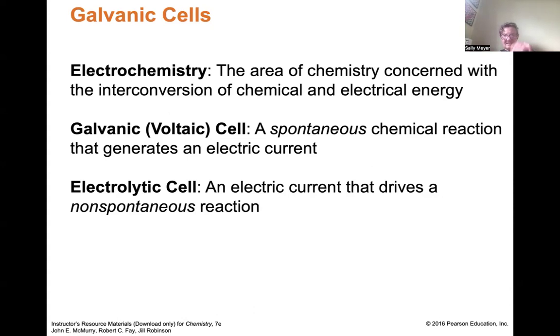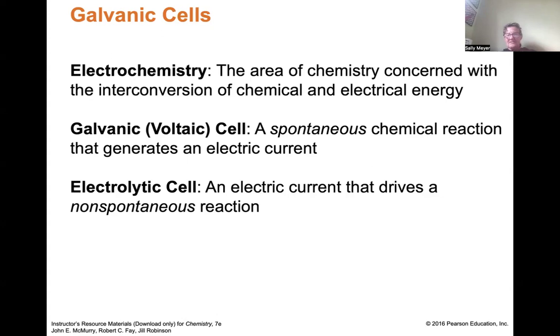So we call a cell that's taking advantage of a spontaneous reaction and generates electricity a galvanic or voltaic cell. If we know a reaction is going to go a certain way to reach equilibrium, then we know that that's the galvanic cell we want to set up. We want to set it up with the chemistry such that the reaction isn't at equilibrium and it will go towards equilibrium, and I can harness the energy of that spontaneous process.